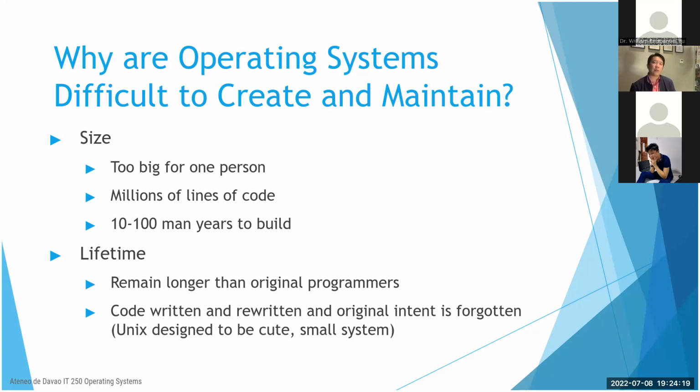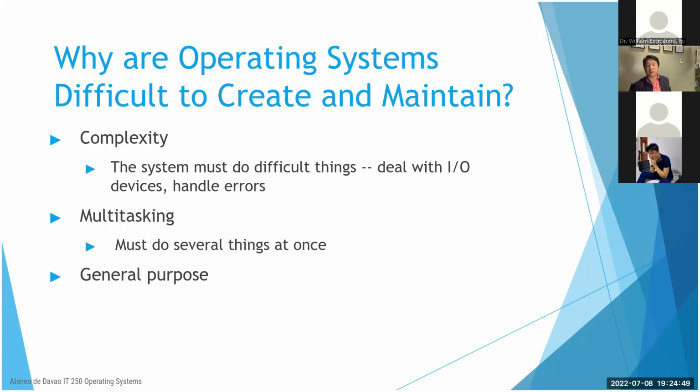And of course, with code that's written and rewritten many, many times, the original intent might have been forgotten, right? You may have written a particular application or particular routine for a particular function, but as you move along, you may have forgotten that original function. So these things just make operating system writing quite difficult. That's the reason why people tend to avoid them unless you are really in the operating system business, like Microsoft previously. Okay. Operating systems are also complex, right?